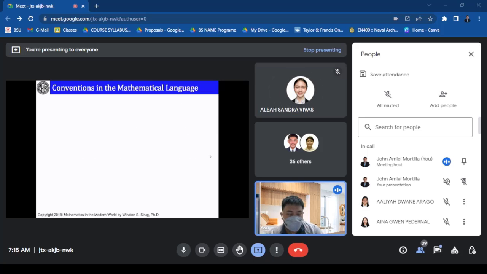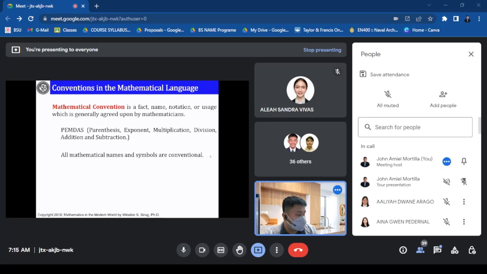Okay. So, maalala natin sa ating high school pa lang, alam na natin to is PEMDAS. So, we have parentheses, exponent, multiplication, division, addition, and subtraction. So, we solve every mathematical formula or statement using PEMDAS. So, we first solve what is inside the parentheses, then solve the values with exponents, then we multiply, we divide, then we add, and then subtract.